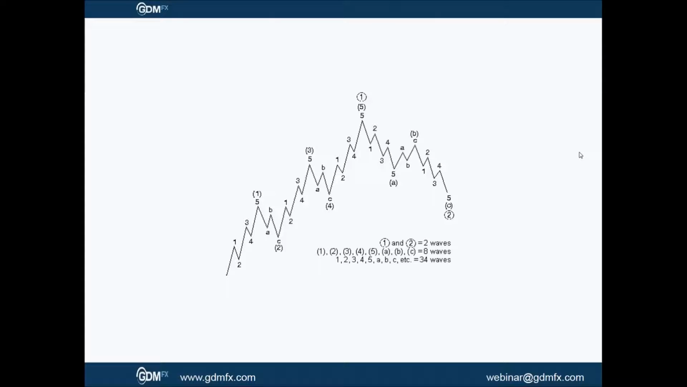Now, let's take a better look at the components of this cycle. Of a larger degree, it illustrates same direction components of an impulsive wave, and each full cycle component, waves 1 plus 2 or waves 3 plus 4 of a cycle, is a smaller version of itself, as you can see here.